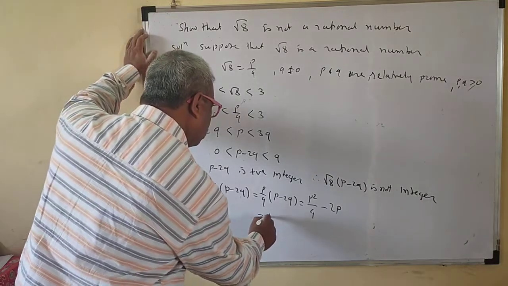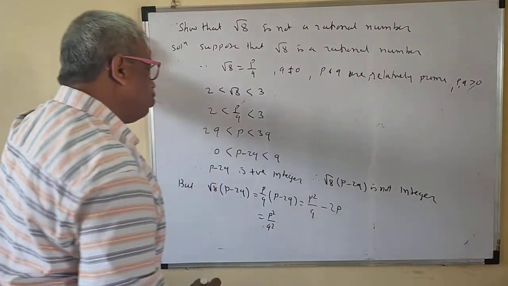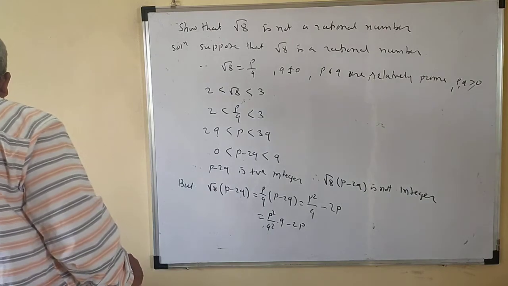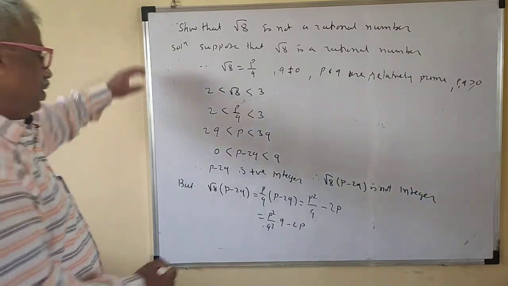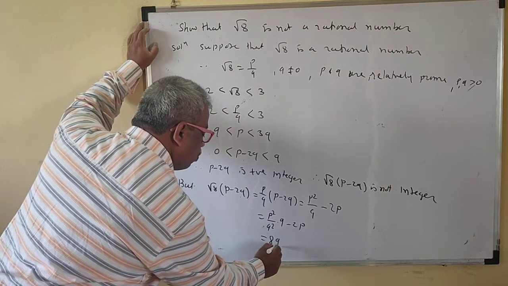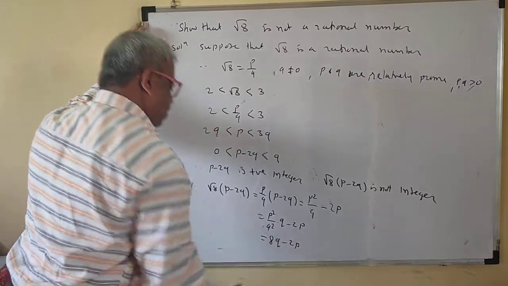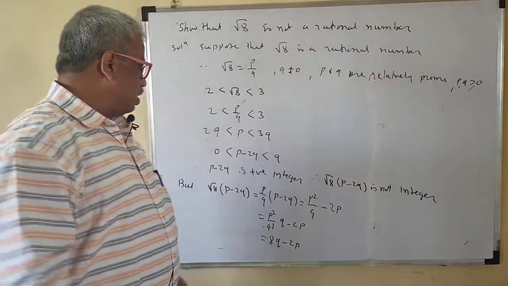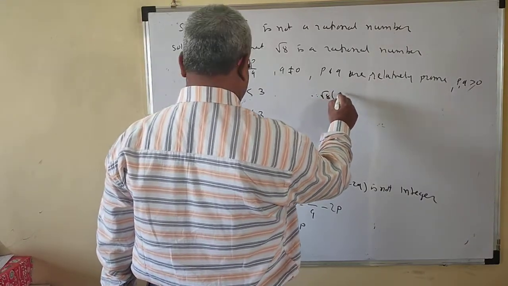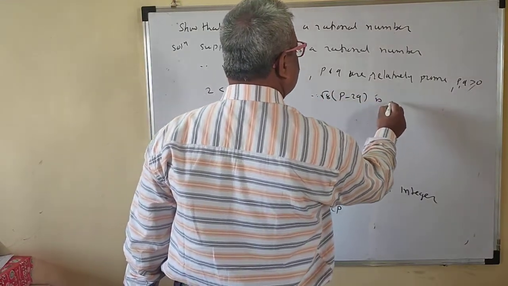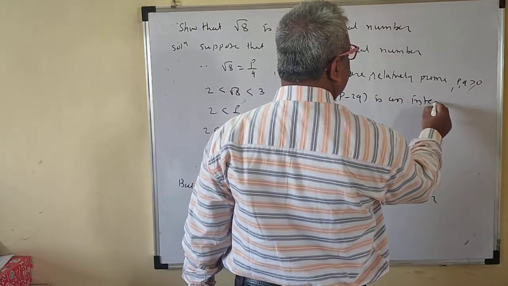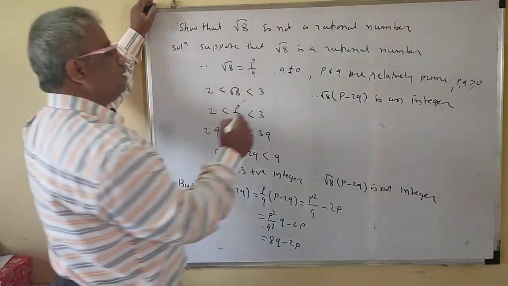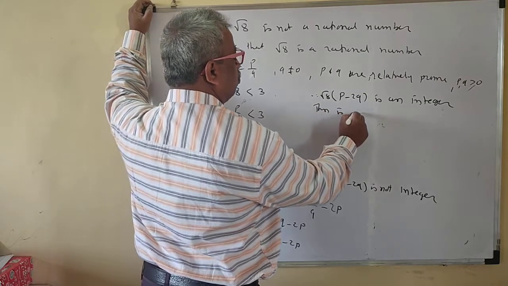So this is equal to P square upon Q square into Q minus twice P. But P square is what? 8Q. So this is 8Q minus twice P. But now P is an integer, Q is an integer. So therefore root 8 into P minus twice Q is an integer. So this is a contradiction.